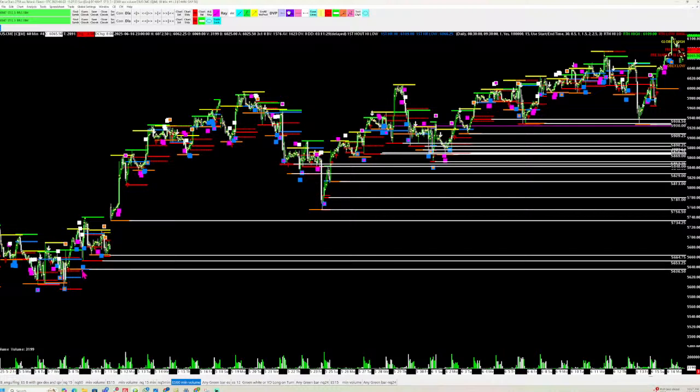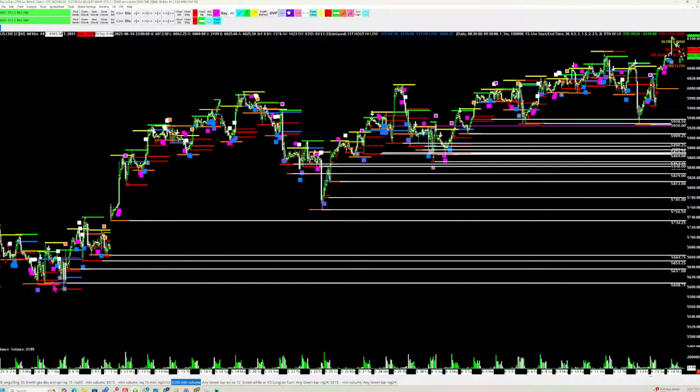And then I have these levels down here. 1, 2, 3, 4. So that gets me down from 60.77. That gets me 400 ES points down. I don't imagine we're going to go further than that.